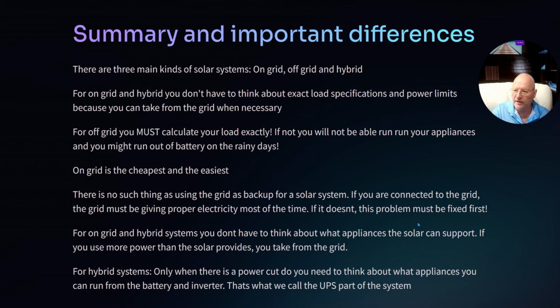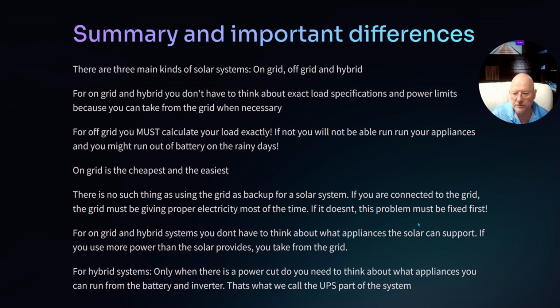For off-grid, the counter is that you must calculate completely. If you do not, you will get the wrong system. And this happens a lot. If you don't calculate, if you don't know what appliances you have and how much they are using, then you don't get the system that you need.